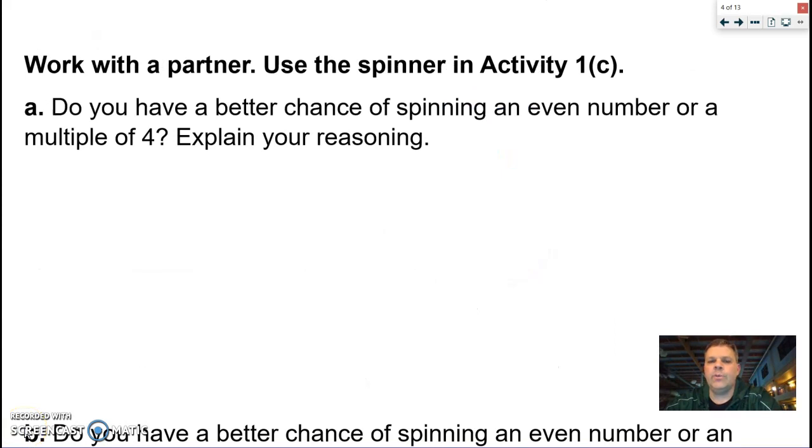Thinking back to the last activity we just did, the question is posed, do you have a better chance of spinning an even number or a multiple of 4? Explain your reasoning. First, I know that I have 5 chances to spin an even number: 2, 4, 6, 8, and 10. The other thing that I must find is how many multiples of 4 there are. 4 and 8 are the only multiples of 4. So I have 5 chances of spinning an even number and 2 chances of spinning a multiple of 4.